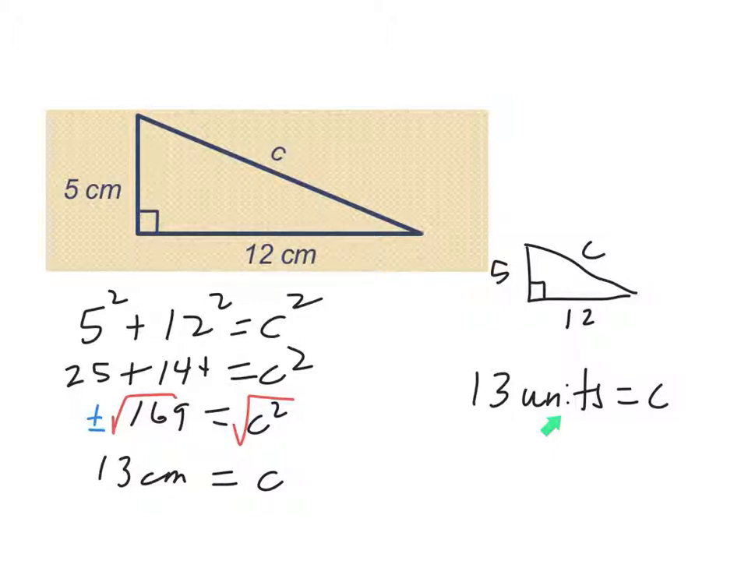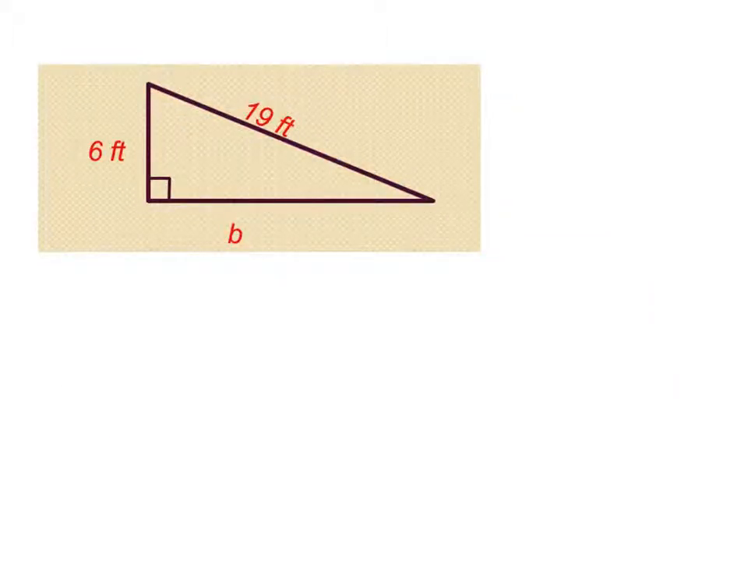How many had that? Good. Let's look at another one. Do this one. So that one we were looking for the hypotenuse. This one they give us the hypotenuse. Instead we're trying to find B, so go ahead and do that.